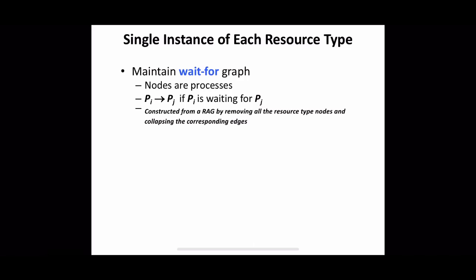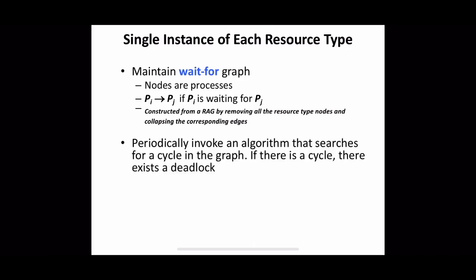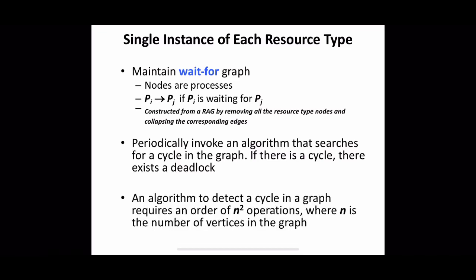So we can use any type of cycle detection algorithm here also to find out whether there is deadlock or not. Now, how often this algorithm should be invoked depends on the system. Maybe at regular periodic intervals, or maybe when the system goes down to some slow performance. That depends on the system. The complexity of the cycle detection algorithm will be n square, where n is the number of vertices in the system. In our case, n is the number of processes in the system.